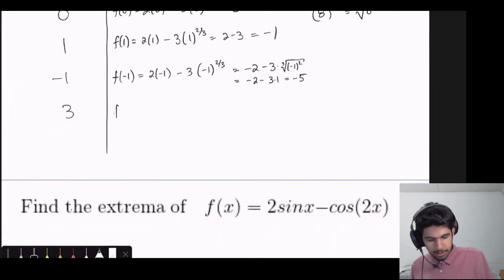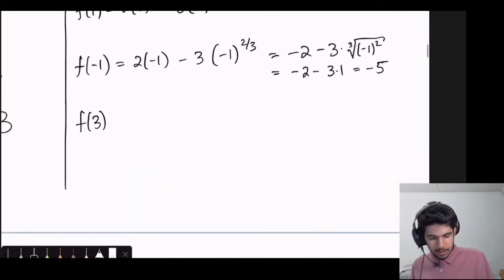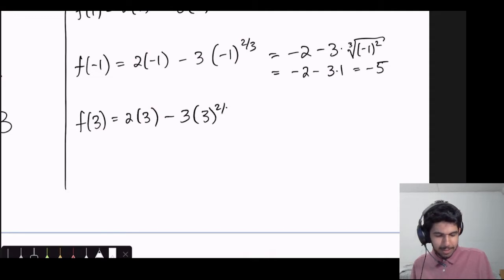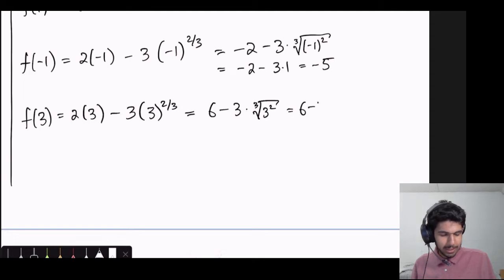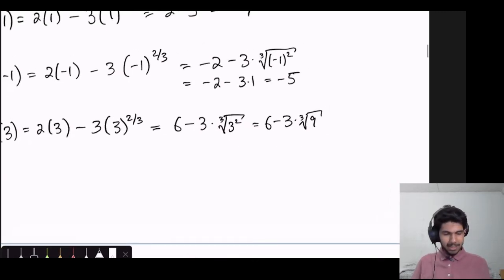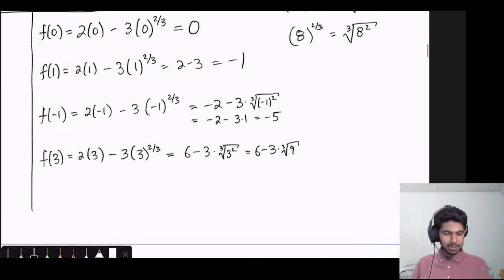And then finally we have to do f(3). So this is equal to 2 times 3 minus 3 times, nope, not negative 1, we're at 3 now, to the 2/3. So this is equal to 6 minus 3 times the cube root of 3 squared. So that's 6 minus 3 times the cube root of 9. And I'm not really sure what the cube root of 9 is, but we can always use a calculator for it, which in fact I suggest you do. And we should get around negative 0.24.